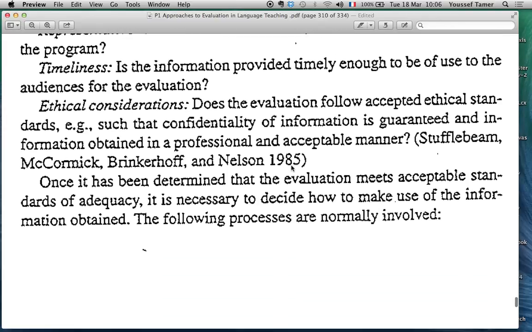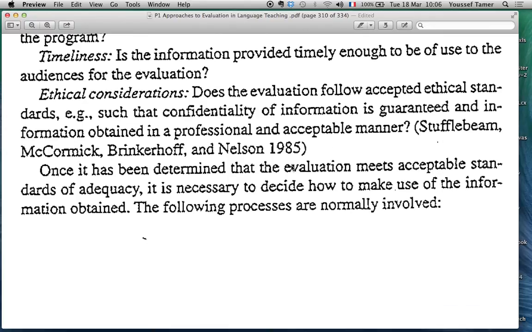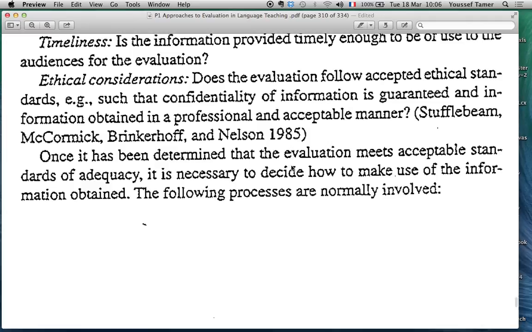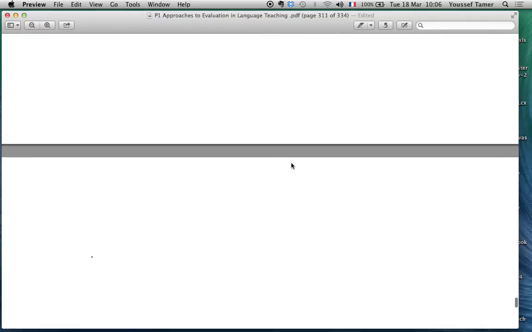Timelines, ethical considerations. Have the teachers been committed to, etc.? Such as the confidentiality of information and other elements in there.